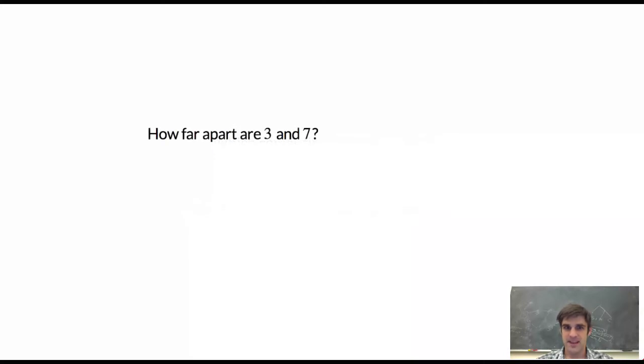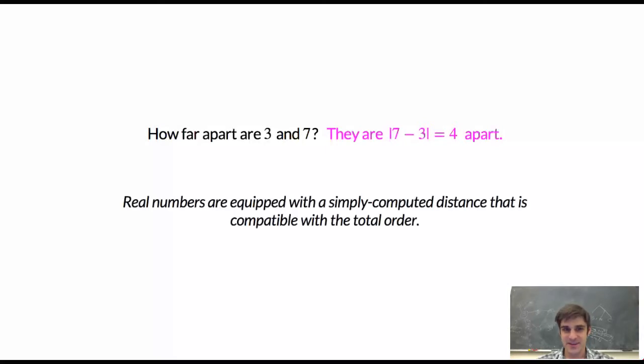So the last quiz question for this part, which I guess I'll answer because it's really tough. How far apart are 3 and 7? Well, we can take the absolute value of 7 minus 3, we get 4, and that is the distance between 3 and 7. And the take home here is that real numbers are equipped with a simply computed distance that is compatible with a total order.